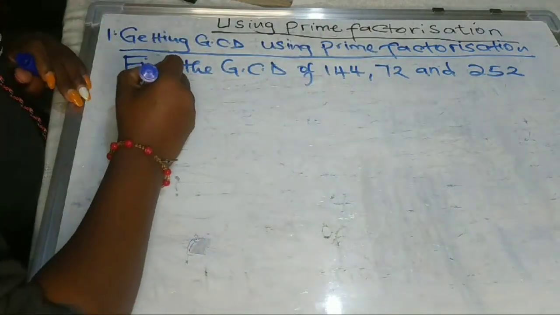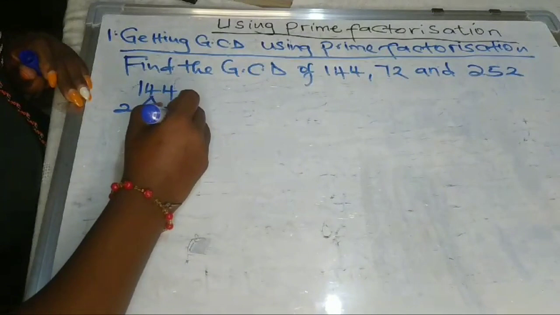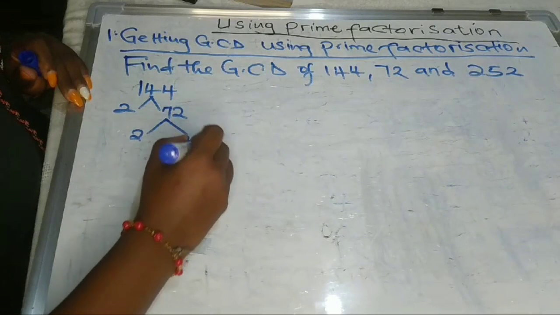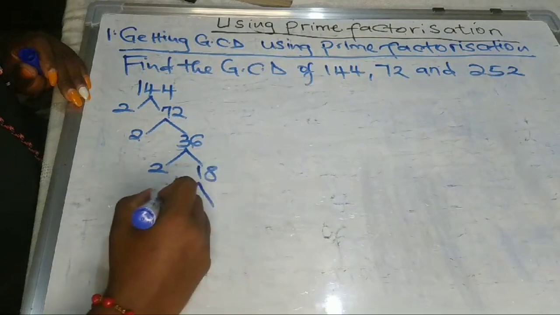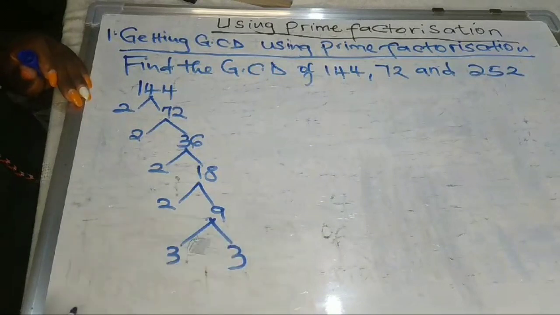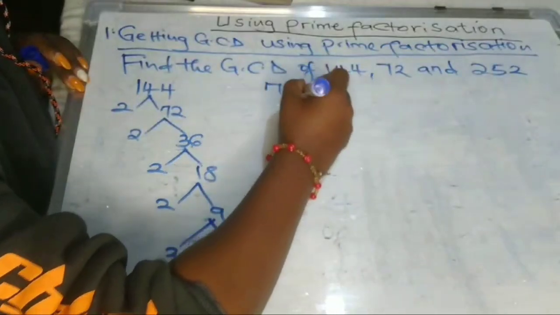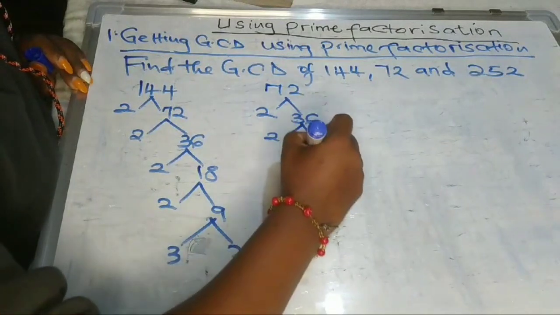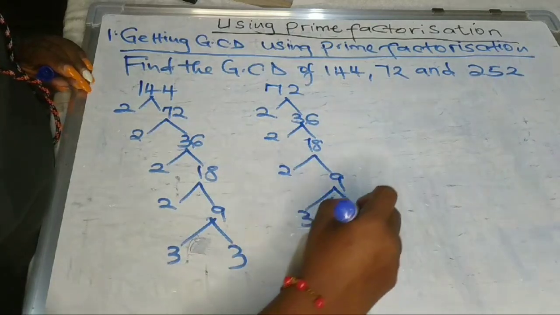144, for example. 144 can be divided by 2 to give you 72, by 2 to give 36, 2 again to give 18, 2 again to give 9, then 9 by 3 gives 3, and 3 again. Those are the factors of 144. Let's go to 72. The factors are by 2, 36, by 2, 18, by 2, 9, then by 3, 3.